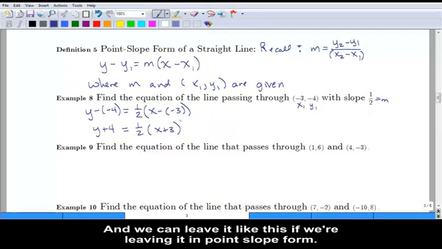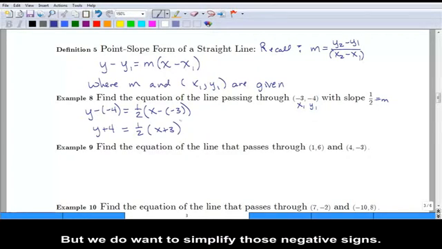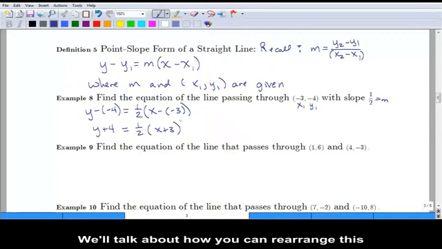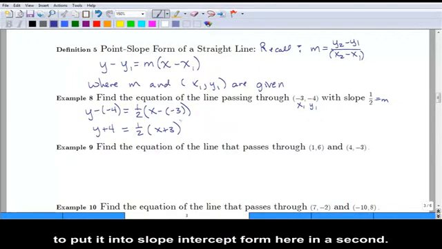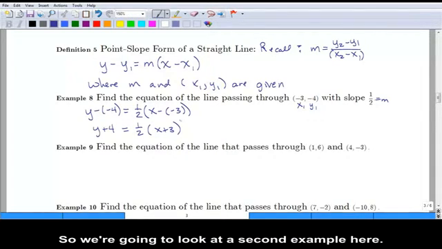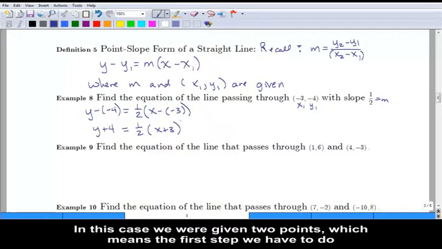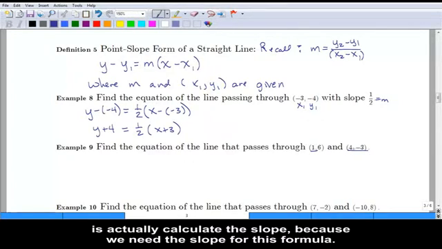And we can leave it like this if we're leaving it in point-slope form, but we do want to simplify those negative signs. We'll talk about how you can rearrange this to put it into slope-intercept form here in a second. So we're going to look at a second example here. In this case, we're given 2 points, which means the first step we have to do is actually calculate the slope, because we need the slope for this formula.